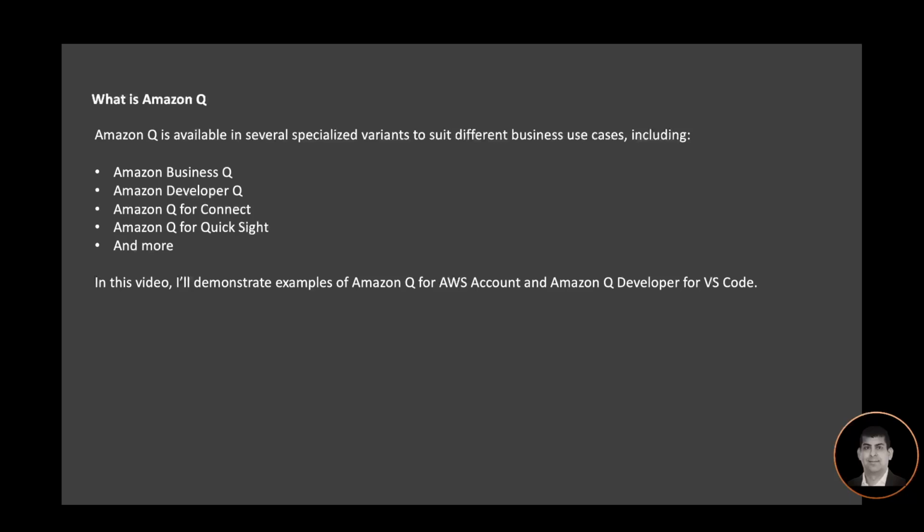Amazon Q is available in several specialized variants to suit different business use cases: Amazon Q Business, Q Developer, Q for Connect, Q for QuickSight, and more. In this video, I will demonstrate an example of Amazon Q for the AWS account and Amazon Q Developer for VS Code. Just to clarify, it's not a separate product like Amazon Q for AWS account. It's just Amazon Q's ability to look at your AWS account and answer your questions. It comes pre-configured. You just have to accept the terms and conditions, and it should be all configured and ready to go.